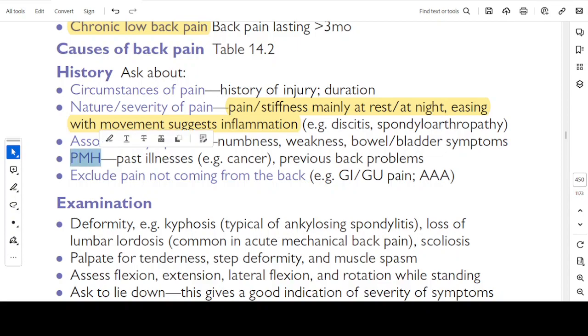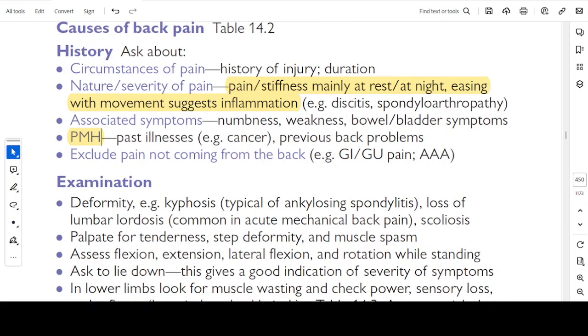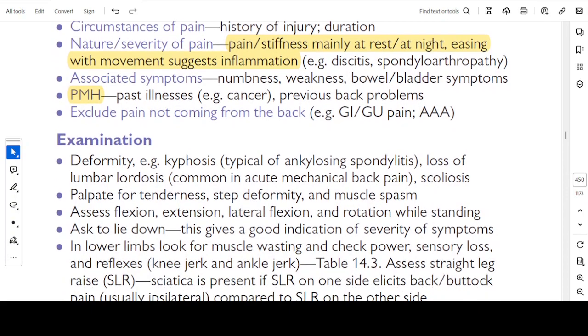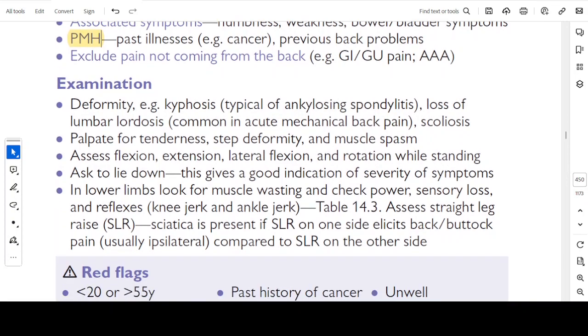PMH, past illness, for example cancer, previous back problems. Exclude pain not coming from the back: GI or GU pain or abdominal aortic aneurysm. Examination.